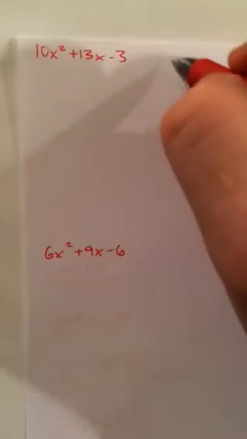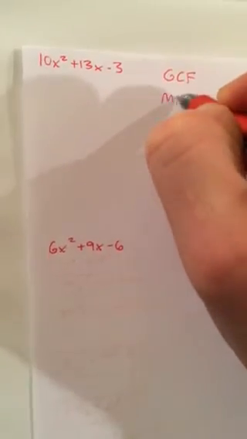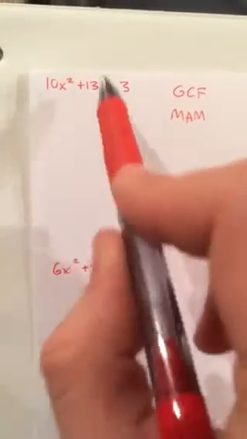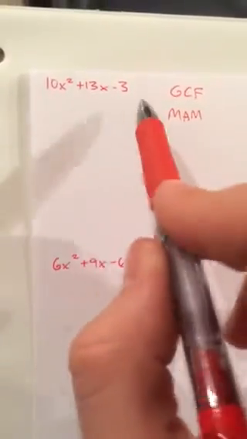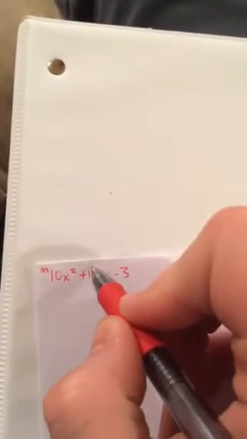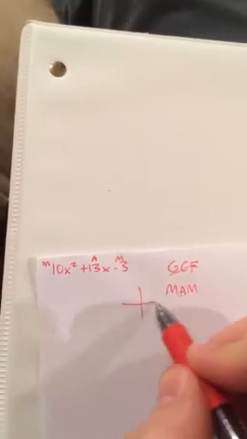Alright, so keep in mind, anytime we're factoring, we have to check for a greatest common factor, and we have to try to use MAM. So when we check for a GCF of 10x squared plus 13x minus 3, you're not going to find anything that every single term is divisible by, so then we can jump in and try to use MAM. So we'll label the first term M, the second term A, and the third term M. Then we'll make our box over to the side.